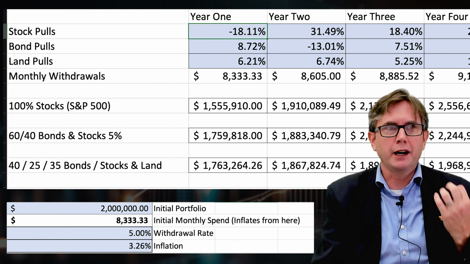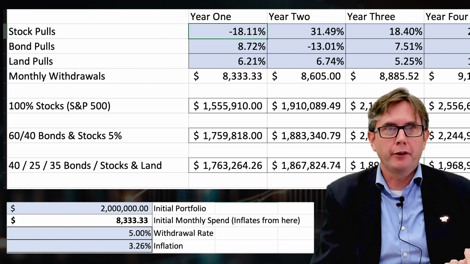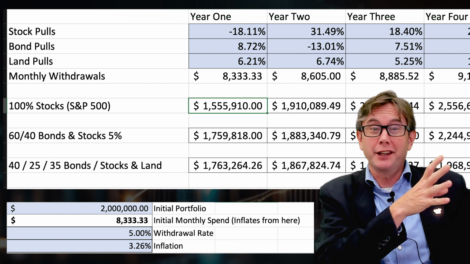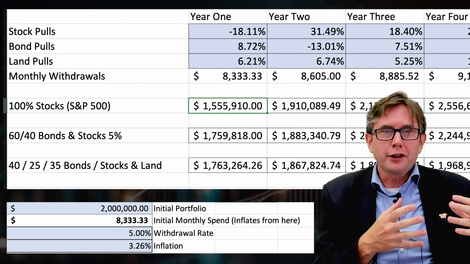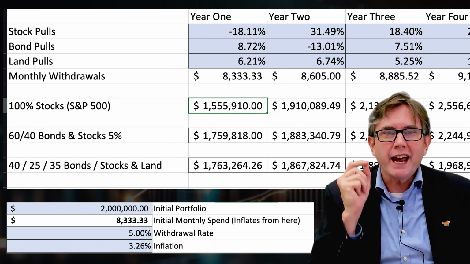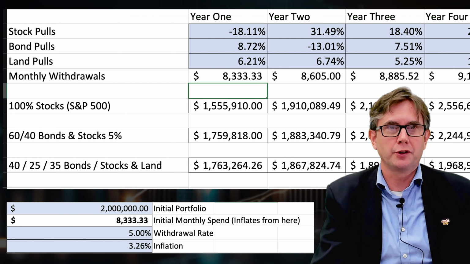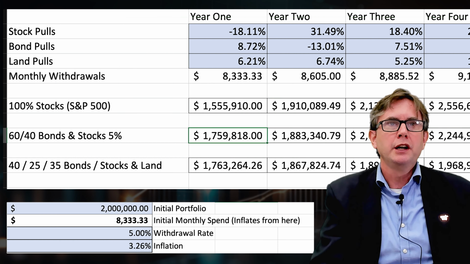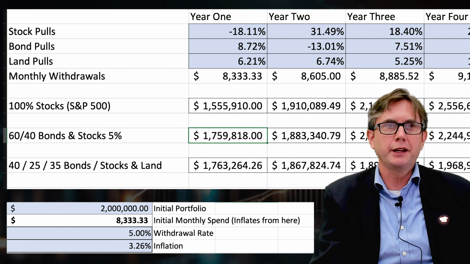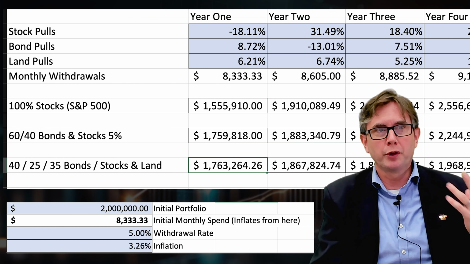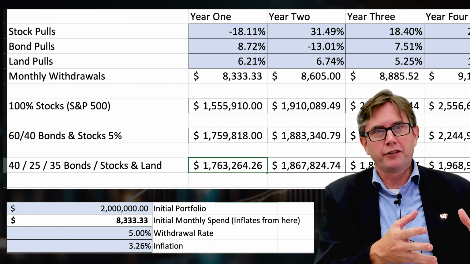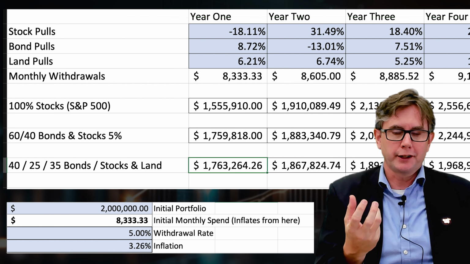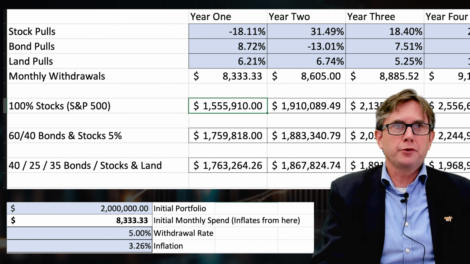Okay, so we're going to see a sequence of withdrawal risk modeled right off the bat, because our first year stock pull was negative 18. Now that's really going to hurt our S&P 500 portfolio, right? Can you imagine starting with 2 million, you pull 8,333 out a month, and at the end of that year, you're down almost $500,000? I mean, the staggering emotional cost here is pretty grand. Like that's got to hurt. Then we have a 60-40 stock-bond portfolio, which comes out a little more hedged, and then we have a portfolio with land where I've done 40 stock, 25 bond, and 35 land. And so you see that land portfolio is going to be a little more steady through this journey. Okay, so the sequence of withdrawal risk, we're seeing it right away.